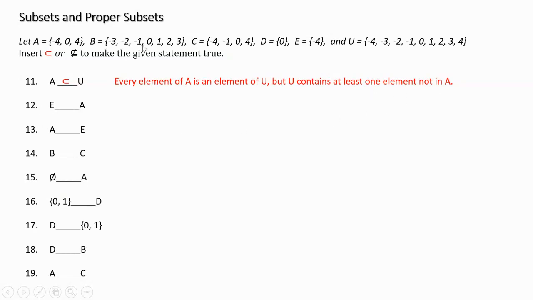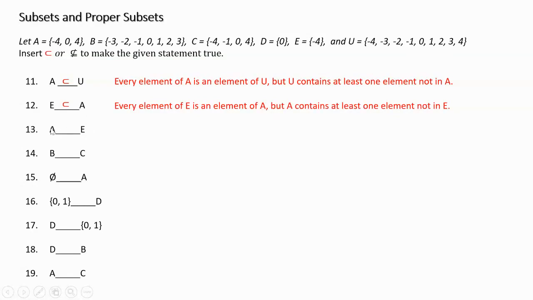For number 12, let's go to E. E is the set containing the element -4. Let's go to A. The element -4 is also here. So this will also be the first symbol, which is the proper subset symbol. And here's the reasoning behind it. Every element of E is an element of A, but A contains at least one element not in E.